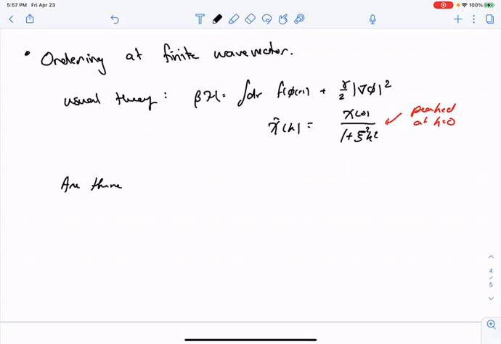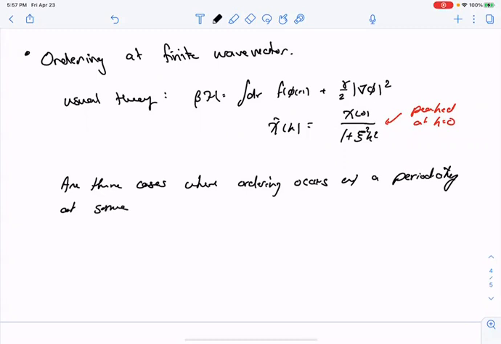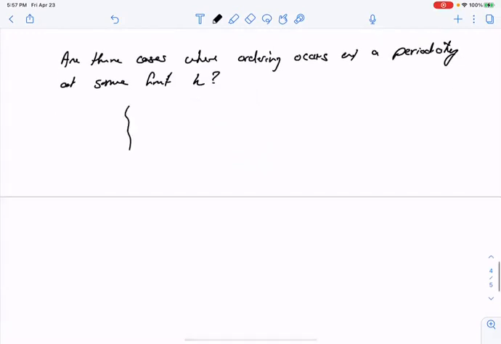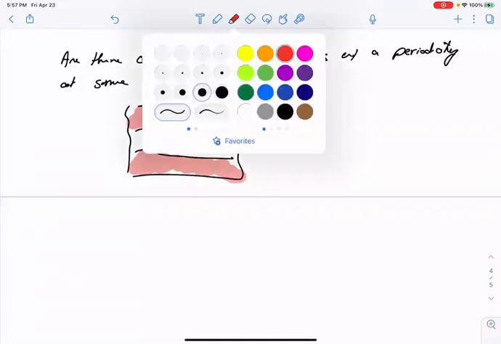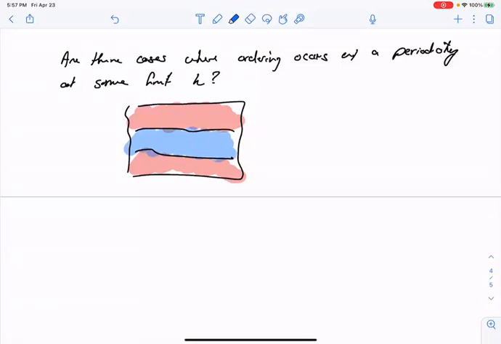A reasonable question to ask is, are there cases where ordering occurs with a periodicity, or at some finite k? In fact, there are many cases in which this happens. This would essentially be like forming lamellar phases, where I have alternating maybe compositions. So that would be periodically arranging some color in space, in stripes.